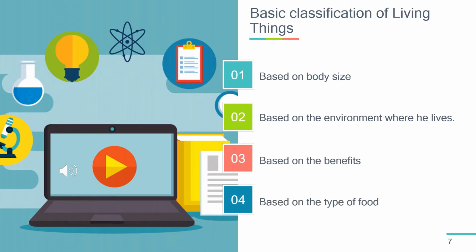And this is the basic classification of living things. One, it is based on the body size. Second, it is based on the environment where they live. The third is based on the benefits that they can give to their environment. The fourth is based on the type of food.